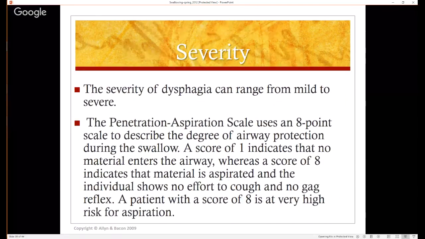The severity of dysphagia can range from mild to severe. The penetration aspiration scale uses an 8-point scale to describe the degree of airway protection during the swallow. A score of 1 indicates that no material enters the airway, whereas a score of 8 indicates that material is aspirated and the individual shows no effort to cough and no gag reflex. A patient with a score of 8 is at very high risk for aspiration.